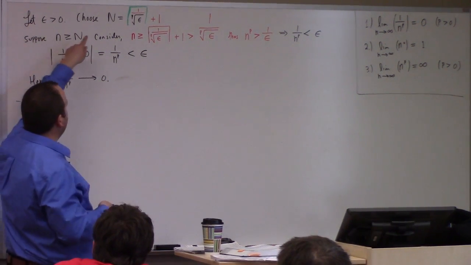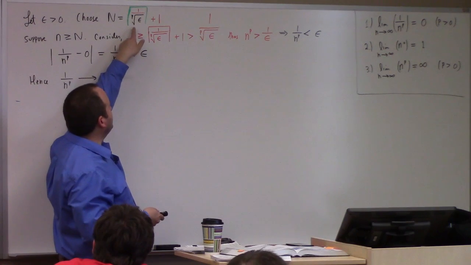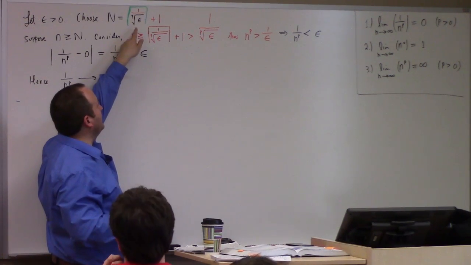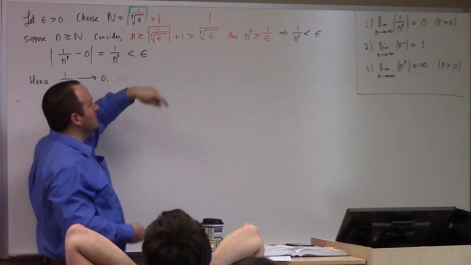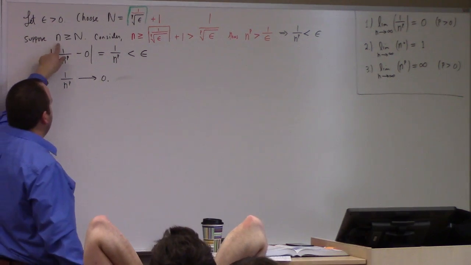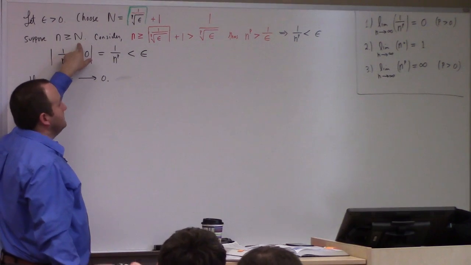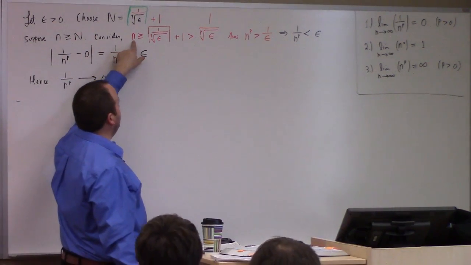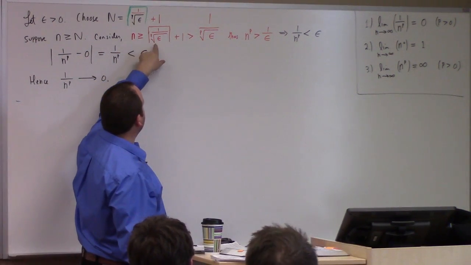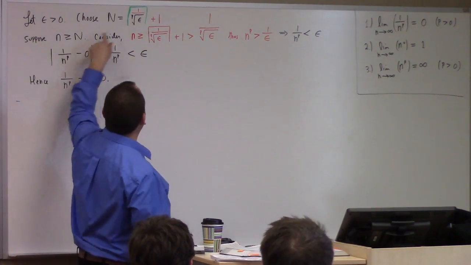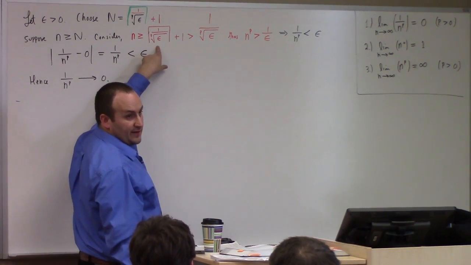So let epsilon be greater than 0. Choose n to be the greatest integer that's just bigger than the reciprocal of the p-th root of epsilon, plus 1. Suppose that you have a natural number n greater than or equal to this N. Then n is greater than or equal to this, because that's just what it is.